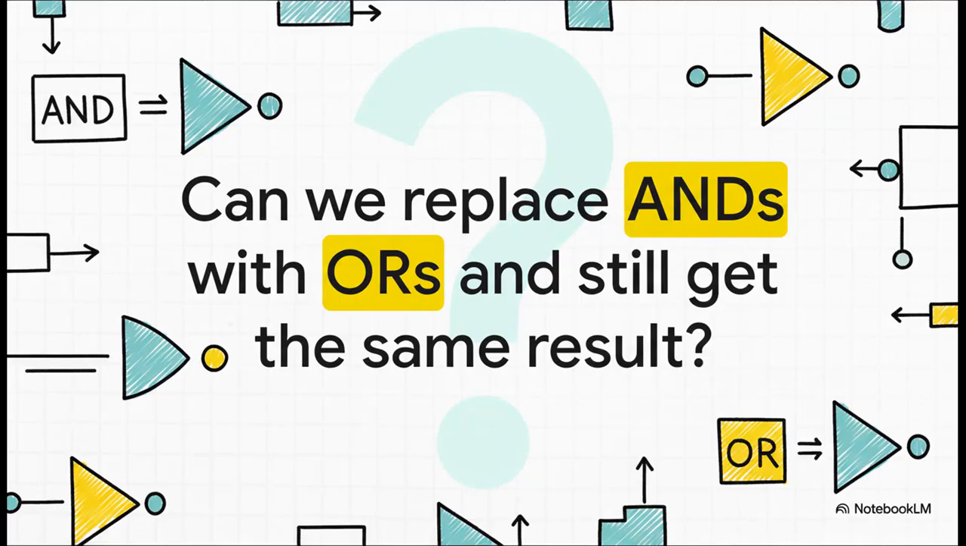All right, let's just jump right in with a question that sounds like it should be impossible. Can you take a bunch of ANDs and just replace them with ORs and still get the same result? I mean, that sounds crazy, right? It's like trying to swap plus signs for multiplication signs in a math equation and just hoping for the best. But here's the thing, you actually can. You just need to know this secret twist.